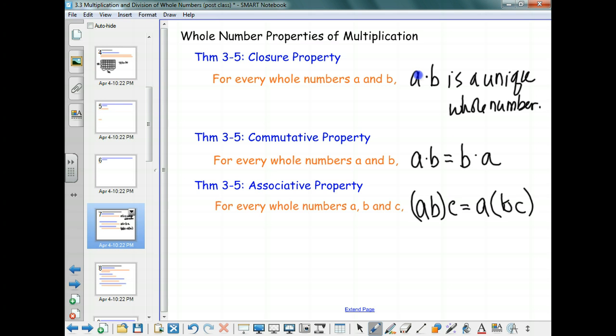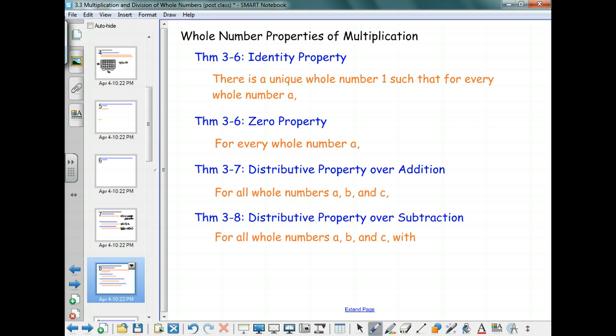So far, those are all the same properties. We've got one more same property. The identity property. So before with the additive, what was our additive identity? 0. 0 is the number we can add to anything and it does not change. We have a multiplicative identity, and this is the identity value of 1. So there is a unique whole number 1 such that for every whole number A, A times 1 equals 1 times A, and it equals A. So if I multiply by the number 1, it doesn't change the value.